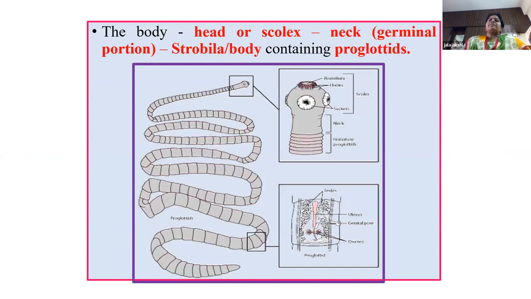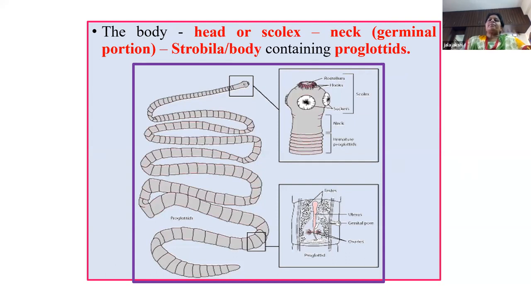A typical cestode usually consists of 3 main body parts. The first part is the head or scolex, also called the acetabulum. It has attachment organs like suckers and hooks. The second part is an unsegmented short region, the germinal portion, called the neck.